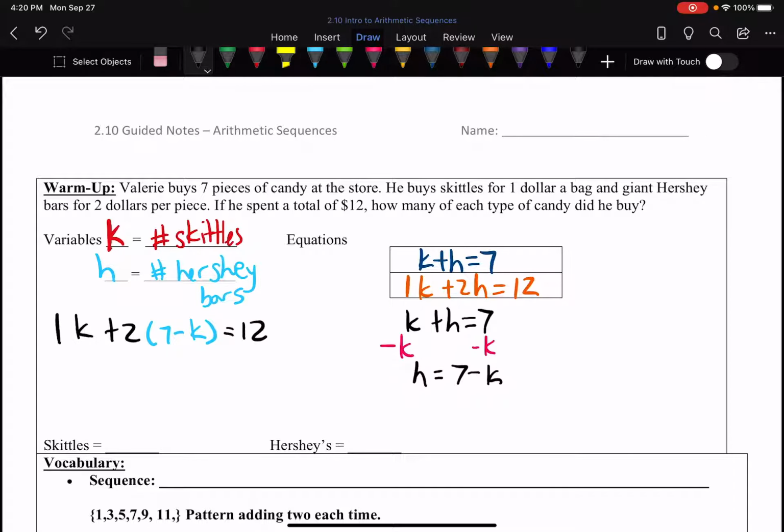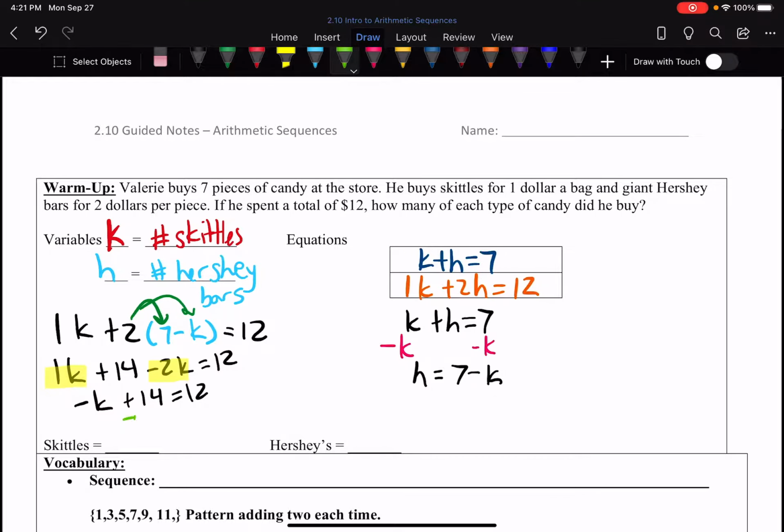is equal to 12. Because we have a coefficient, we've got to use the distributive property. So I'm going to distribute the 2 to both terms inside the parentheses. So I get 1K plus 14 minus 2K is equal to 12. Then I'm going to combine the like terms. So I've got 1K and negative 2K is going to give me negative K plus 14 is equal to 12.